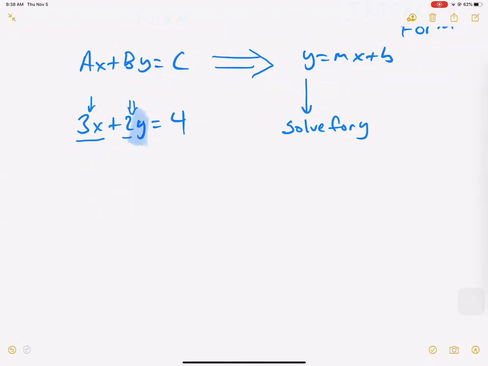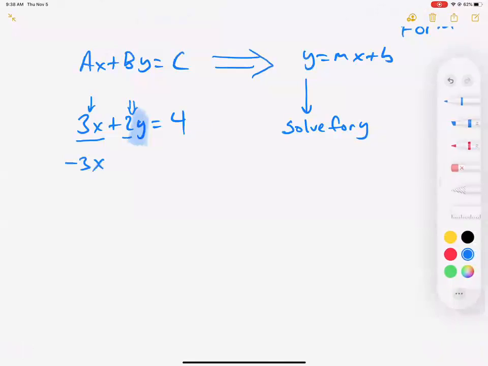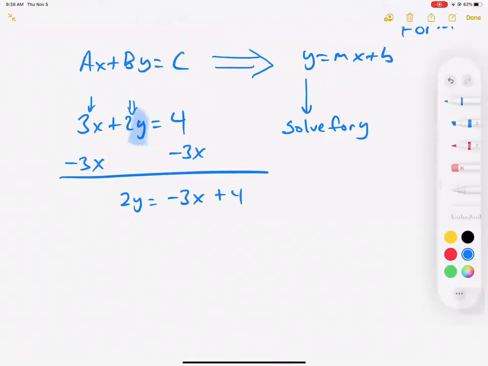So how do I get rid of this 3x here? That's a positive 3x. We're going to minus 3x to both sides. Can I combine 3x and 4? Nope, they are not like terms, so we leave them alone. Negative 3x plus 4. The note is these are not like terms. Leave it alone.